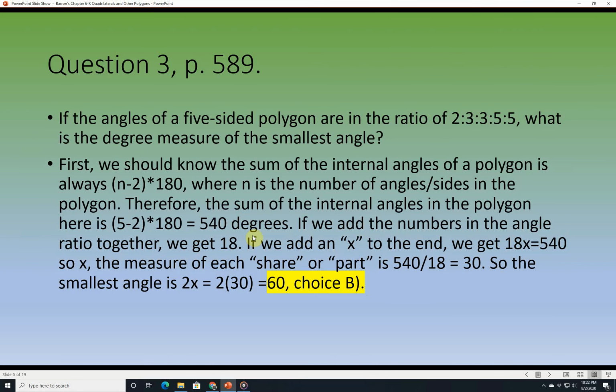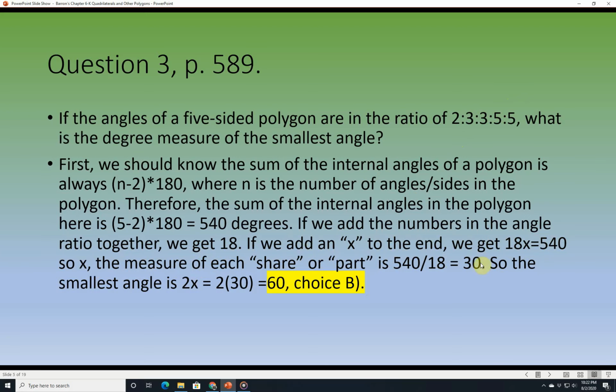If we add the numbers in the angle ratio together, 2 plus 3 is 5, 5 plus 3 is 8, 8 plus 5 plus 5 is 18. We get 18. So if we add an x to the end, we get 18 times x equals 540. So x, the measure of each share or part, is 540 over 18 equals 30.